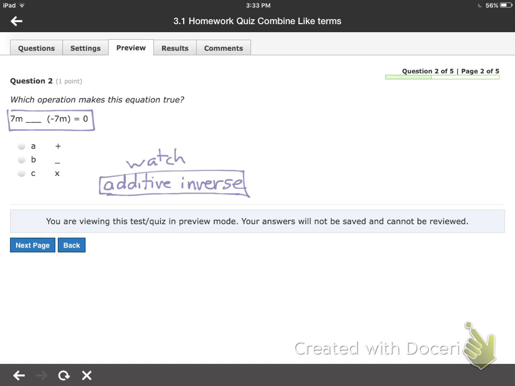So the question is simply saying 7m, and then just fill in the blank here. So 7m plus a negative 7m, 7m minus a negative 7m, or 7m multiplied by 7m equals 0. So which one of these goes into here and makes this true? That's what this question is asking. Okay, so watch the additive inverse video, and it might help you understand a little bit more.